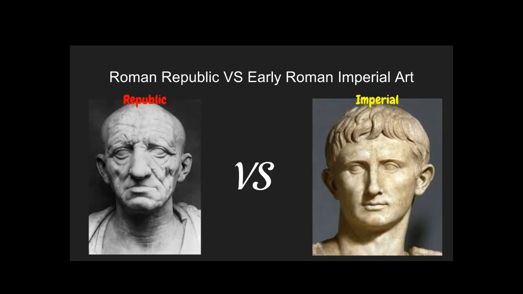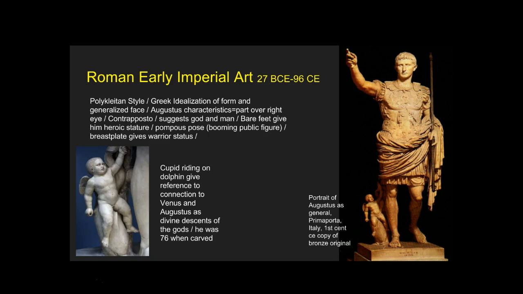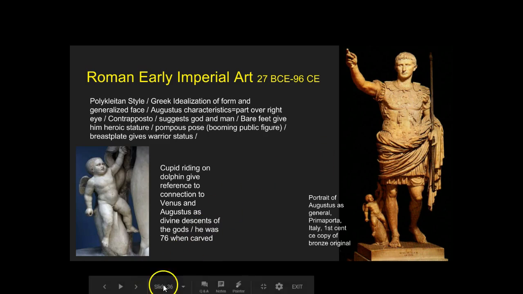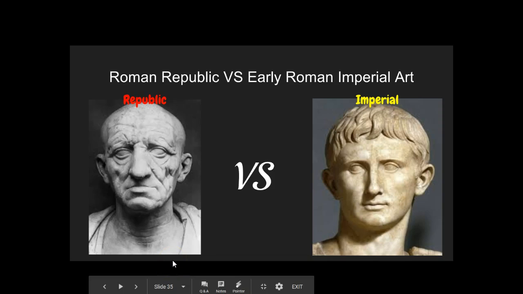Now, we're looking at the Roman Republic art compared to the imperial or the early Roman imperial art. Can you tell the difference? The Republic was really almost like a jumping off point from the Hellenistic Greeks. So we've got those high wrinkles that show intelligence and wisdom, compared to this perfect form that we're seeing.